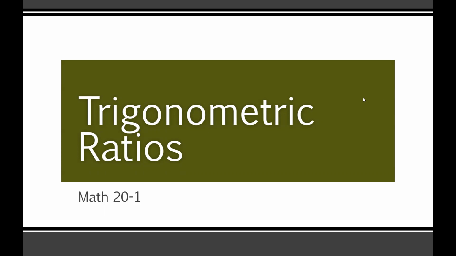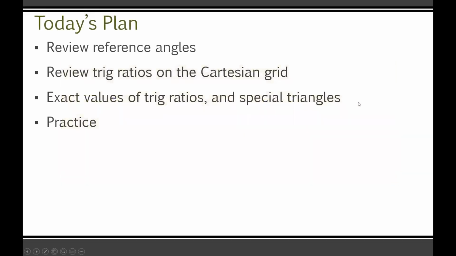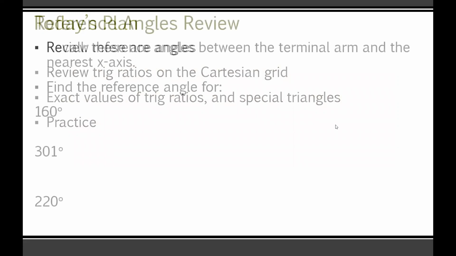Let's get going. So today's plan, we're going to review reference angles. That was something we covered a couple lessons ago, but it's always good, of course, to review that. And then we'll review trig ratios in the Cartesian grid, like I just mentioned. We'll look at exact values of trig ratios, which we did last class. That was kind of a weird concept, so hopefully we'll be sure to master that today. And then we'll also look at special triangles, which is something brand new. It's something that's actually on your formula sheet, but we'll get to that when we get to that. Anyway, as we go here, let's get started.